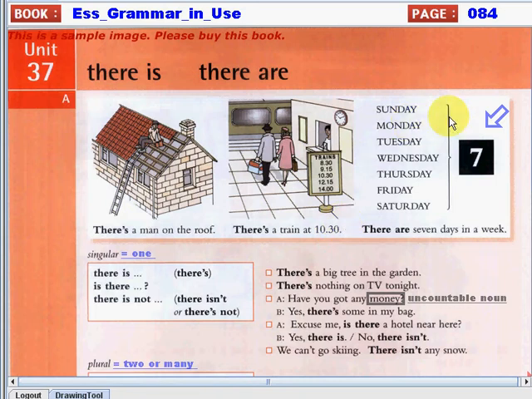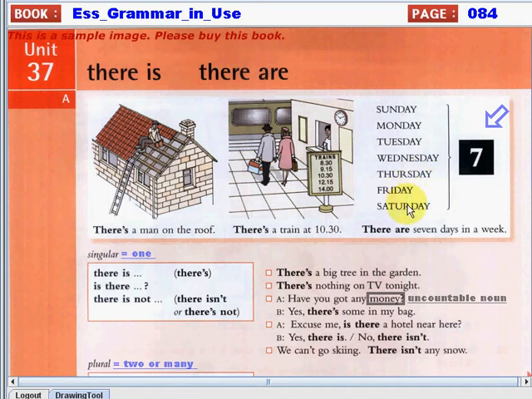How about the third picture? What can you say here? Yes, you are right. There are 7 days in a week. We used there are because of the 7 days. What are those days? Sunday, Monday, Tuesday, Wednesday, Thursday, Friday, and Saturday.